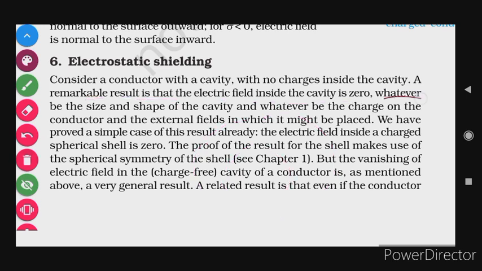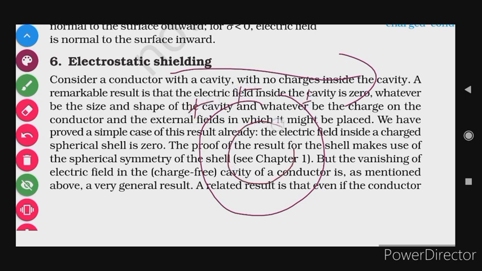Whatever be the size and shape of the cavity, and whatever be the charge on the conductor and the external field in which it might be placed. So it doesn't matter if it is placed in an electric field or not, or whether there are charges or no charge on the conductor, there is no electric field inside the cavity. This result follows from all the points we have discussed till now.